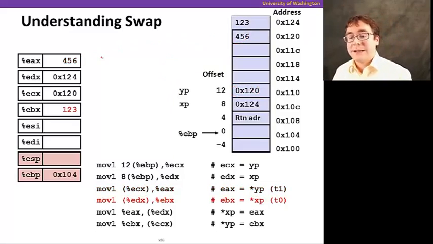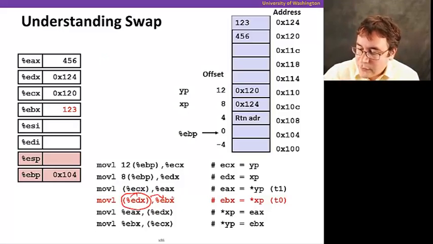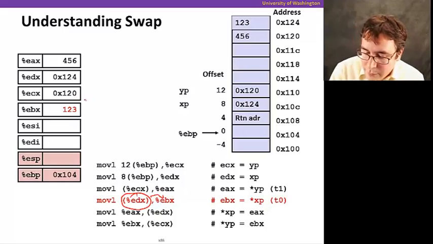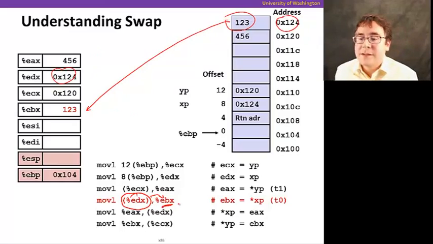All right, now let's do the next step. We're doing the same thing for XP now. We're getting the contents of the address pointed to by XP and loading it into EBX. But the pointer XP was stored in register EDX, so we use a memory source operand here to get that and store it in EBX. EBX is the destination, and EDX is 124, which is an address. We use that address to get the contents there and store it in EBX because that's the destination register.